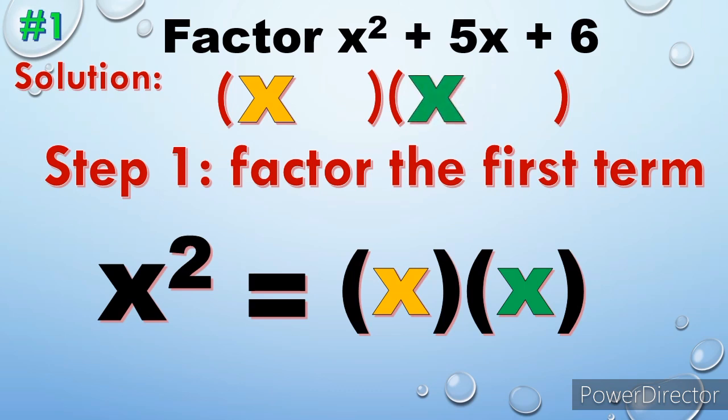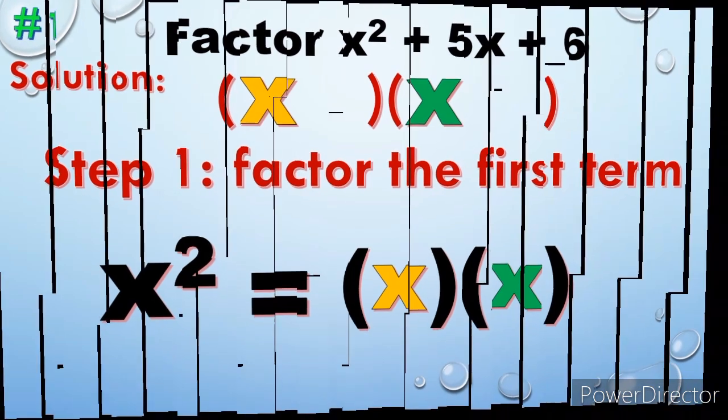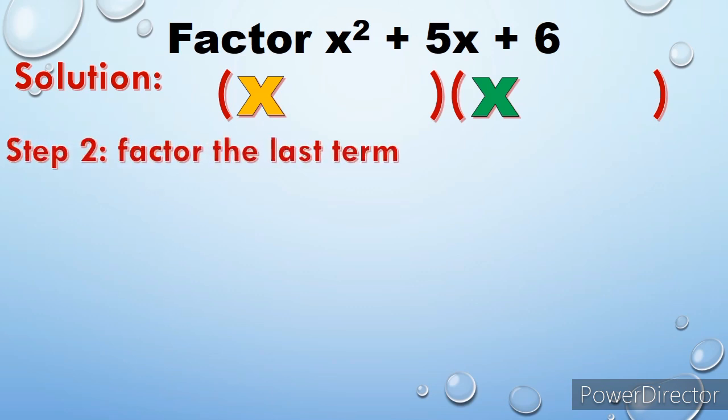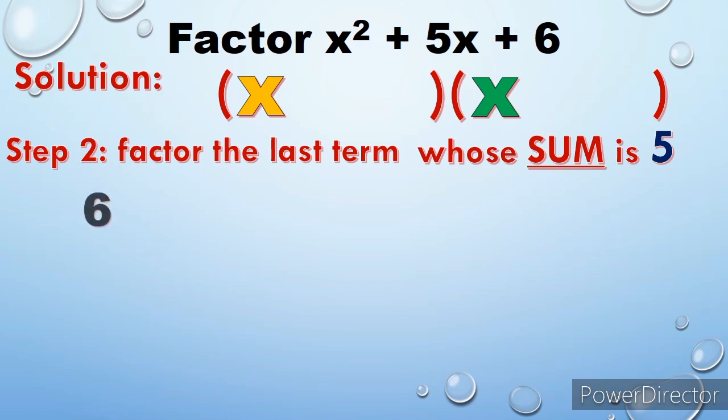And then, step number 2. Ito yung step number 2. Factor the last term. Ang last term natin dito ay 6, whose sum is 5, which is yung 5, yung middle term. Kailangan pag pinactor natin yung 6, ang sum ng factor niya ay yung middle term.